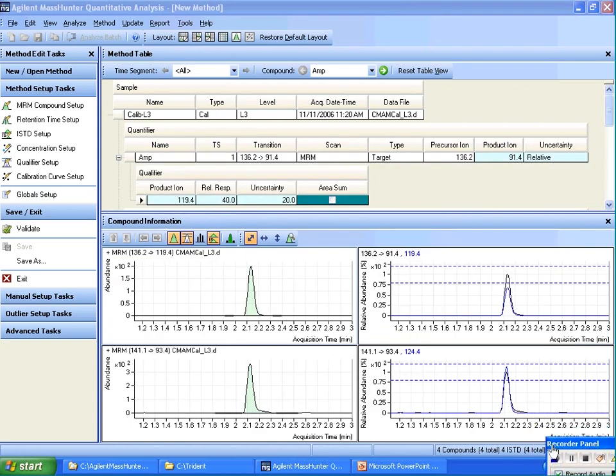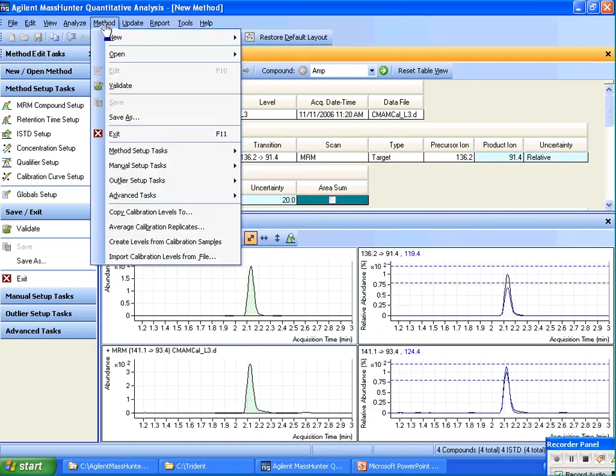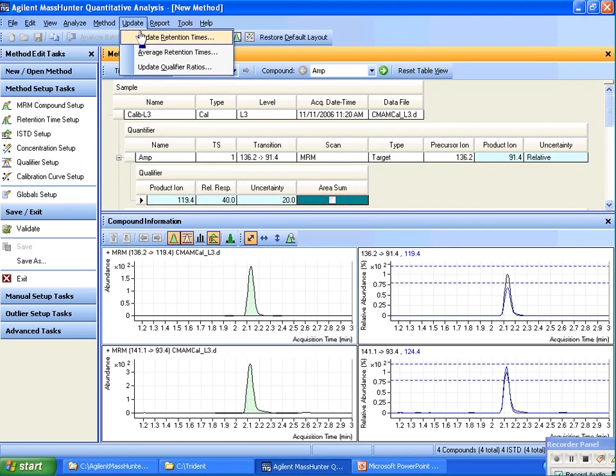Now let's look at updating the method and the qualifier ratios. Here's update qualifier ratios. So here's another concocted example. I changed the qualifier ratio so it's off. So I look at the graphic and I can see this qualifier ratio is dropping out of the uncertainty band.